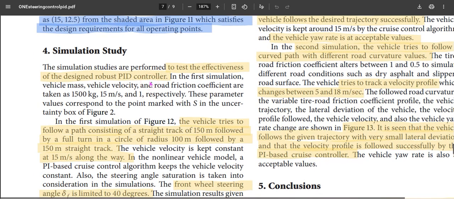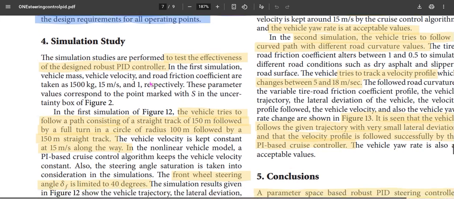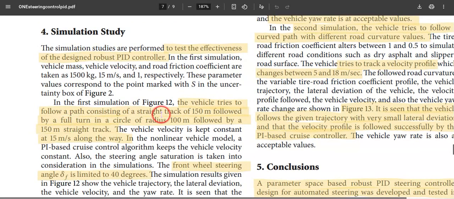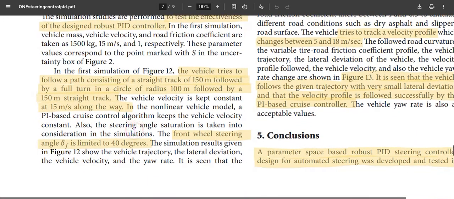And they also did two simulations. One is following a path consisting of a straight track of 1 meter, followed by a full turn in a circle of radius 100 meter, and additionally followed by another 150 meter straight track, with the speed expected to be around 50 meter per second.